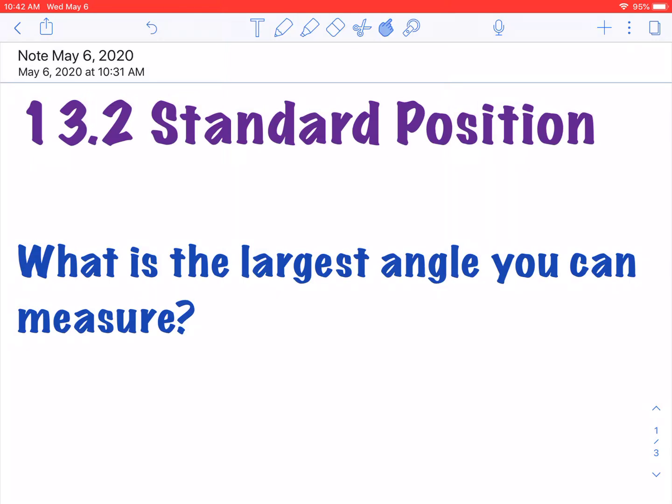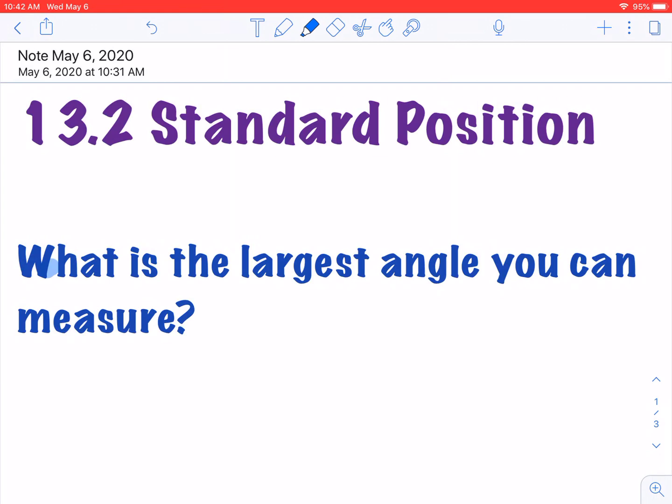Angles in standard position. Believe it or not, we have a way of representing angles in what we refer to as a standard position, and there's a significant purpose for that. And in order to discover why we have to draw and be able to interpret angles in standard position, I have a couple questions for you.